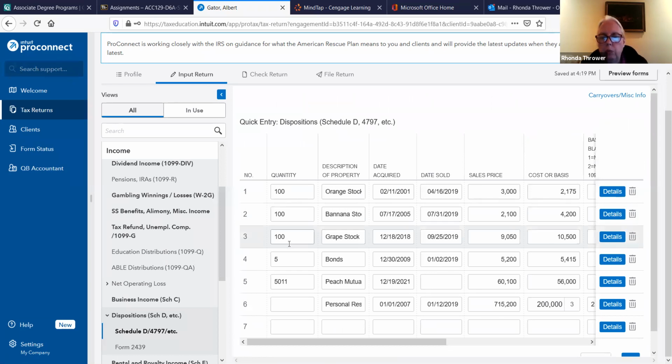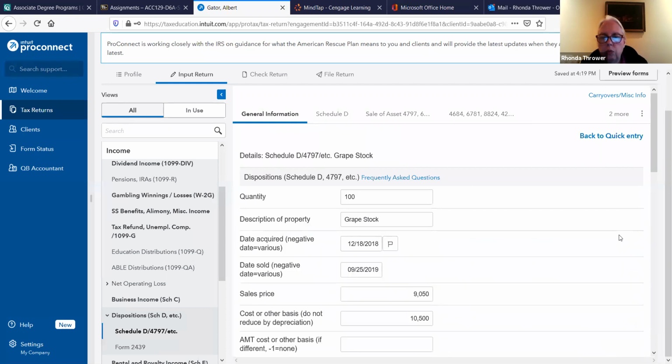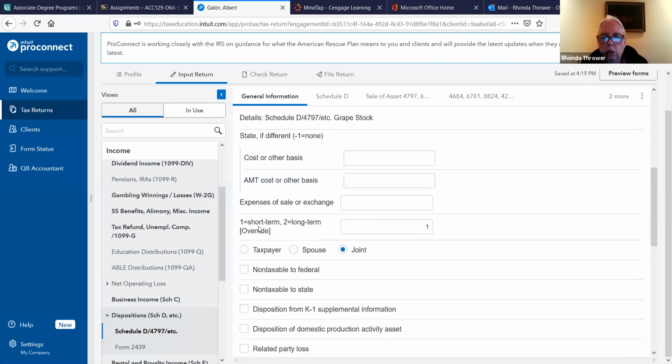The next one is the grape stock. And the grape stock was acquired on 12/18/2018. And then it was sold on 9/25/2019. That's less than a year. So this is a short-term type of stock. So enter in the information about the sales price and the cost. This is a short-term item. So we're going to click on the details for the grape stock. And notice down here, we had to choose 1 because it's a short-term type of investment. It was a year or less.